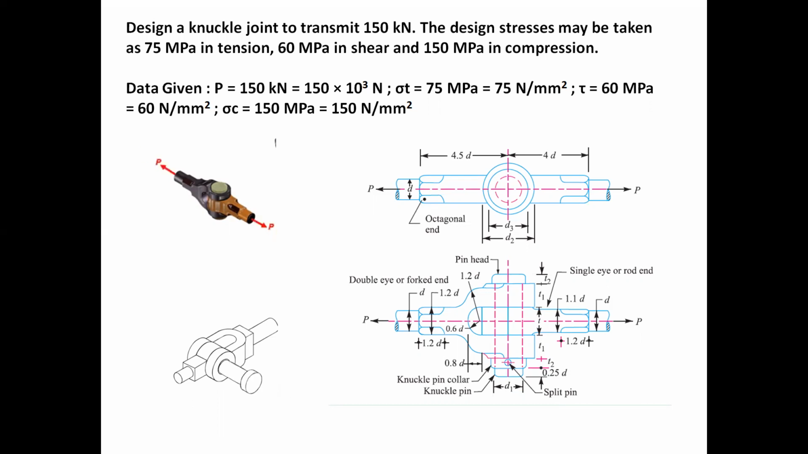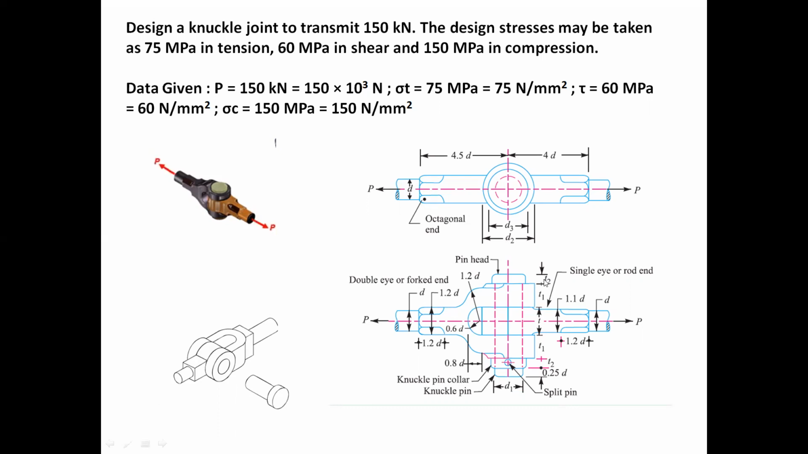If you just look at the various dimensions, you will find that if you start from this left end, there is a dimension D, which is the diameter of this rod, which is directly in contact with the force. So there is a fork end, there is a single eye and there is a pin. So what dimensions are there? The major dimensions are D, D1, D2, D3, T, T1 and T2. These are the major dimensions.